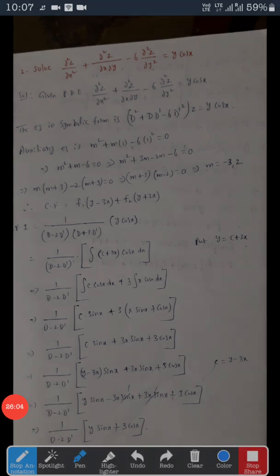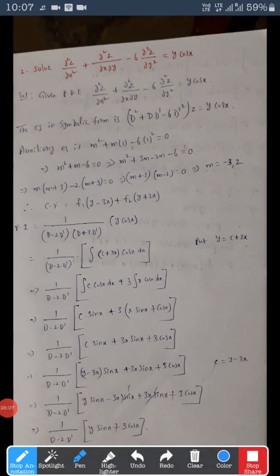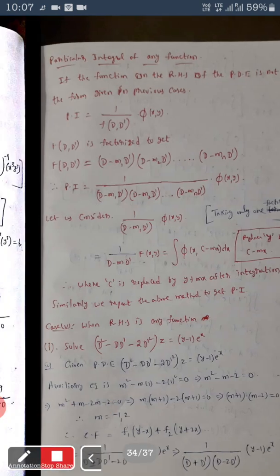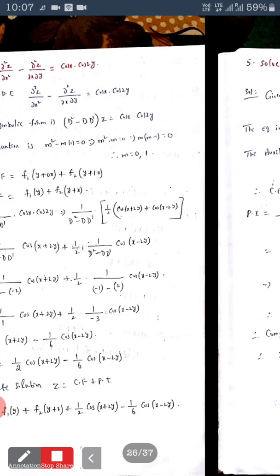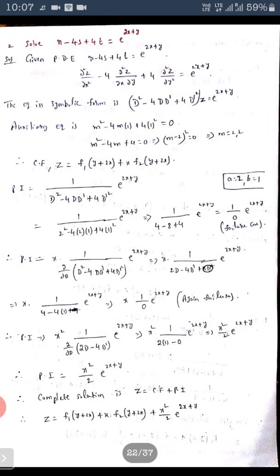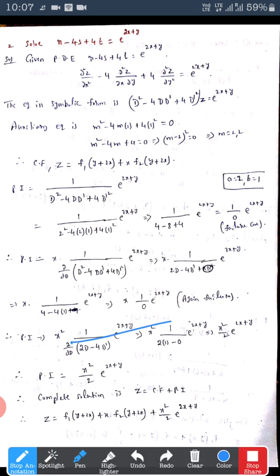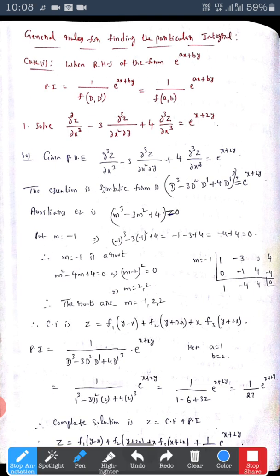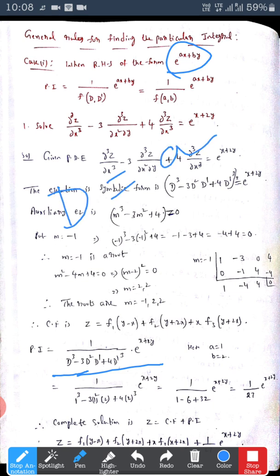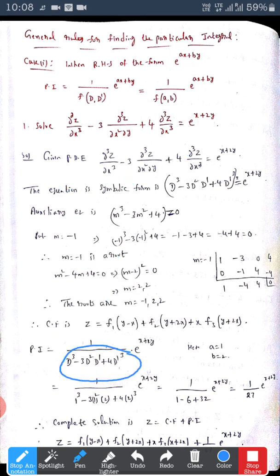So once again, if it is e power of ax plus by, write in place of D, a, and in place of D dash, b. That means in place of D, we replace a; in place of D dash, we replace b. That's all. If it becomes 0 after writing D equal to a and D dash equal to b, we follow the usual method.